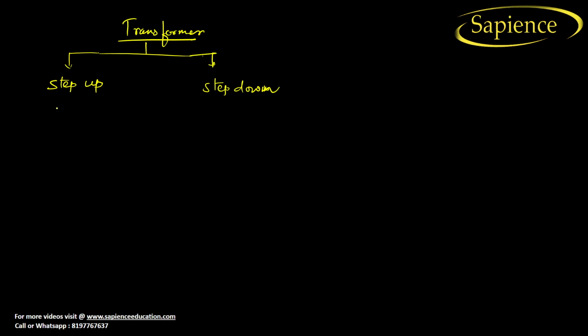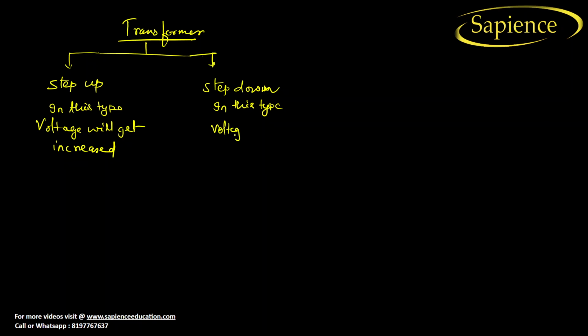In step up, voltage will be increased, and in step down, voltage will get decreased. So whenever we want to either increase or decrease the voltage, we will use the transformer.